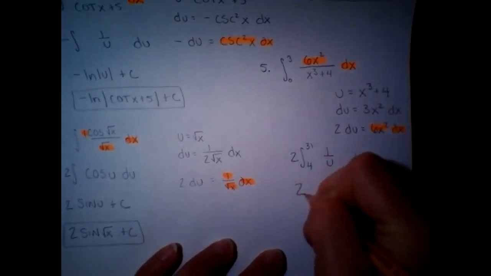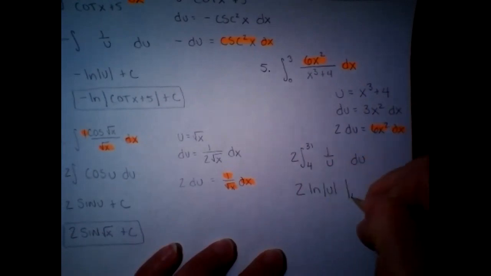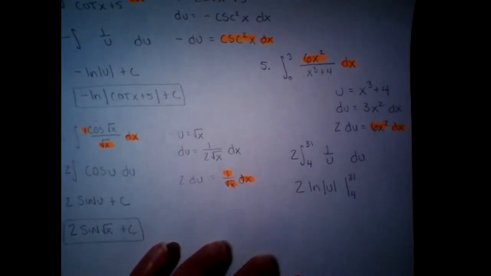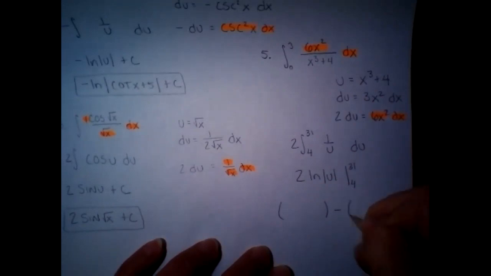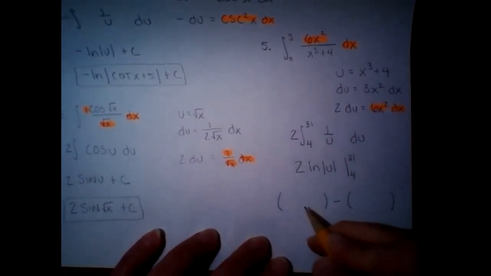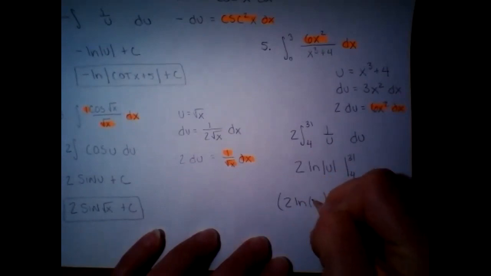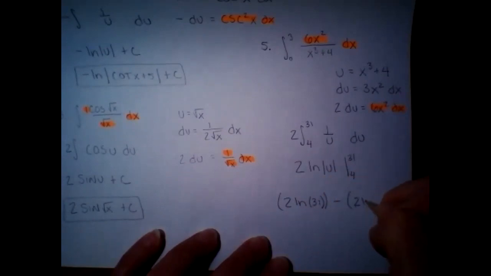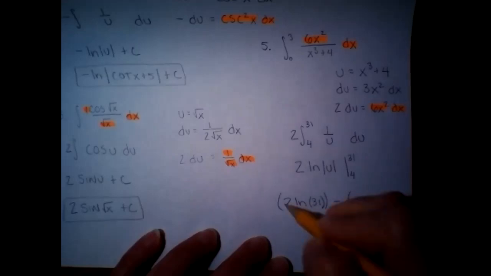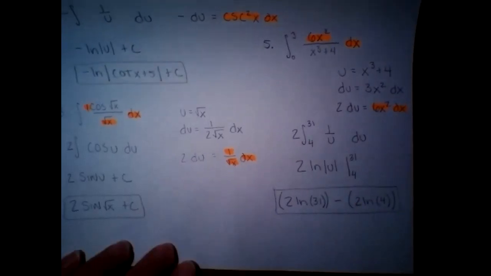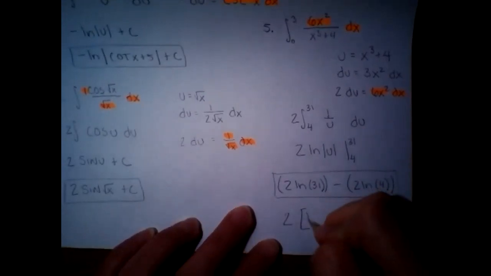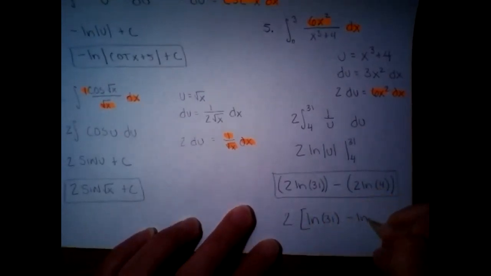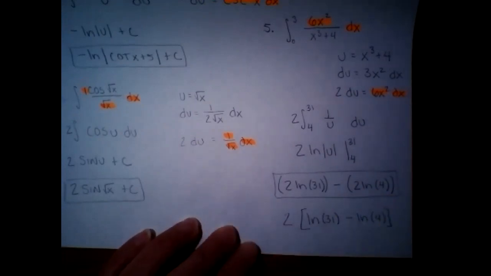This is 2 ln of u such that 4 to 31, and we're going to do upper boundary minus lower boundary. I always like to set that up, upper boundary minus lower boundary. So it's going to be 2 ln of 31 minus 2 ln of 4, whatever that is. And you would just keep that as your answer. Oh yeah, you can factor out a 2. So that would be like this. Yeah, that means the exact same thing.